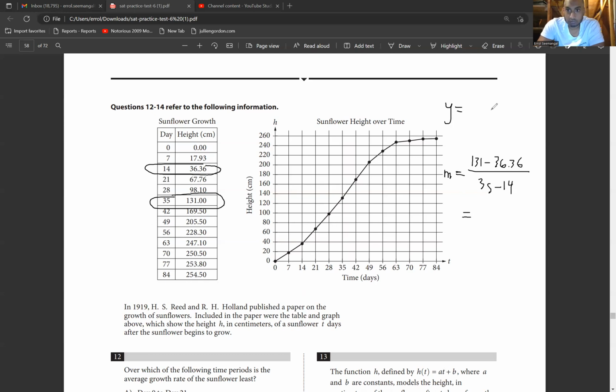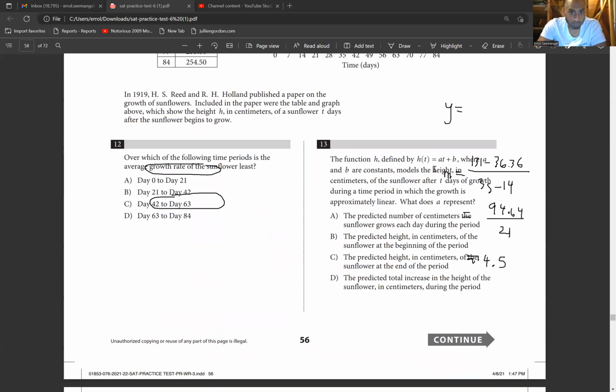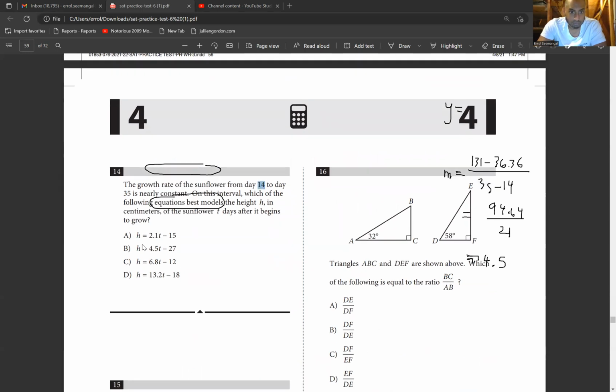Y equals... So on top it's going to be 94.64. Yep. Over what, 21? What is that? 4 point something? 4.5-ish? Yeah, about 4.5. Okay, so about 4.5. So let's check if any of these have a 4.5 slope. So it looks like this one right here.